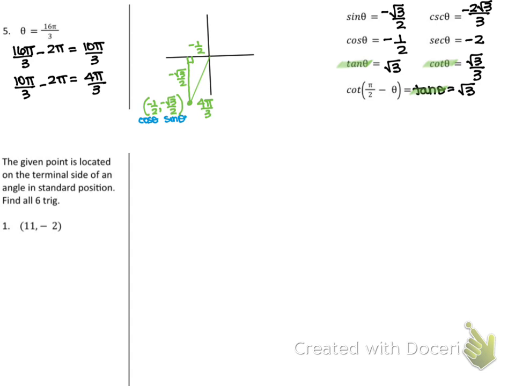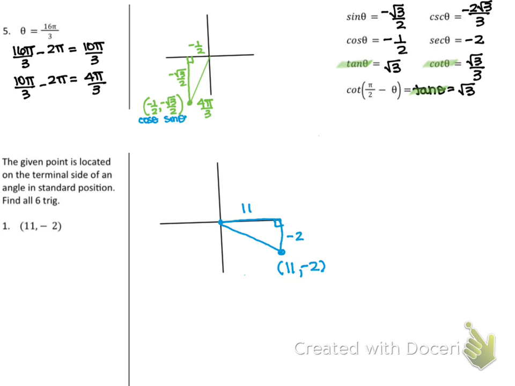Okay, a given point is located on the terminal side of an angle in standard position. Okay, so we know what this is. We're going to take out our coordinate plane, and I'm going to plot that point. So I'm going to start at the origin. I'm going to go 11 in the positive direction, and then I'm going to go negative 2 in the y direction, just like I would actually plot a point. So this point is (11, negative 2). And then just put the lengths on the sides as well. Remember, it's negative 2 because it's down.